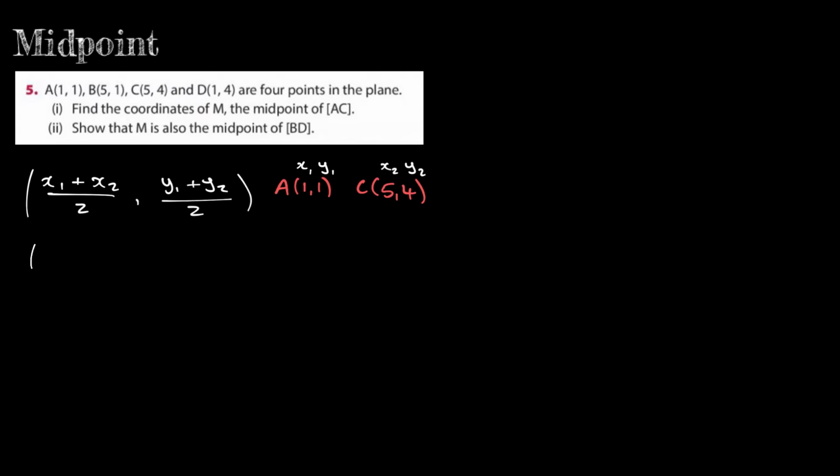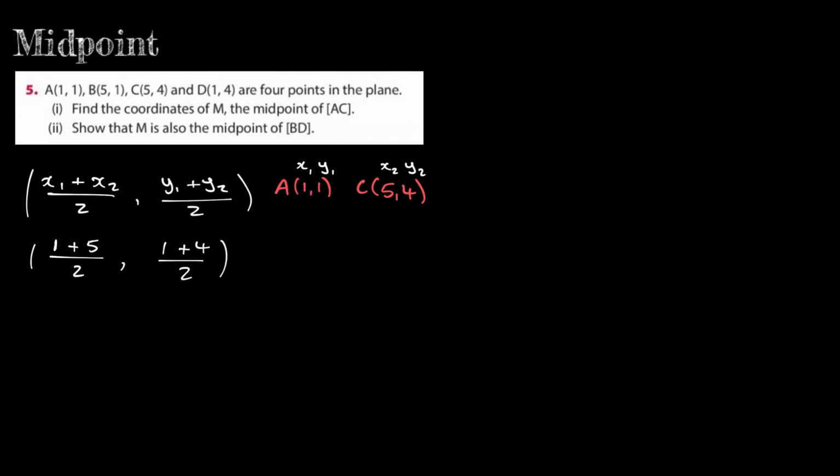So instead of x1, I'm going to put in 1, like I said, plus instead of x2, I'm going to put in what the x2 value is, and the x2 value is 5. Comma, my y1 value is next, so the y1 value is going to be 1 plus the y2 value, and the y2 value is 4. So that's my equation, or my values filled in.